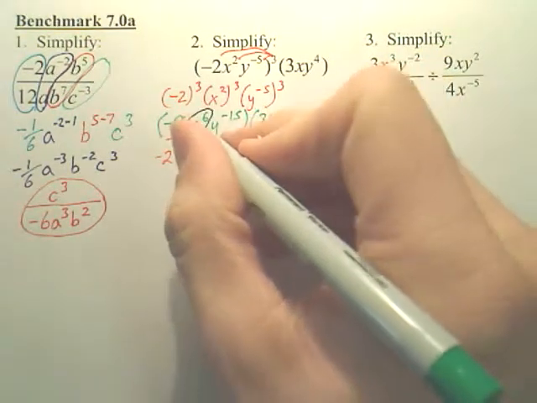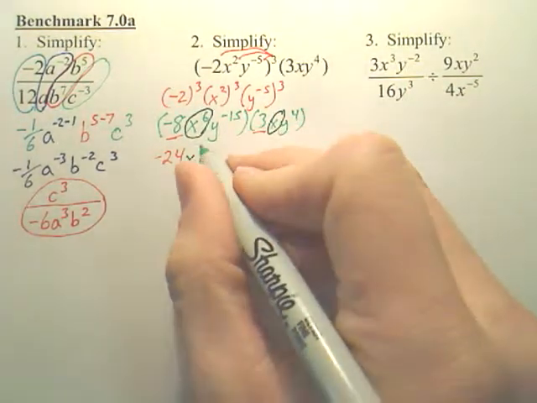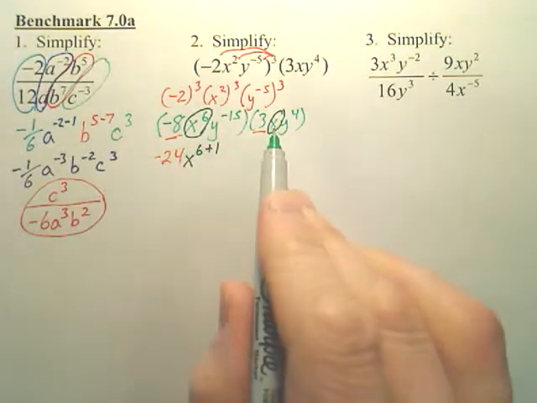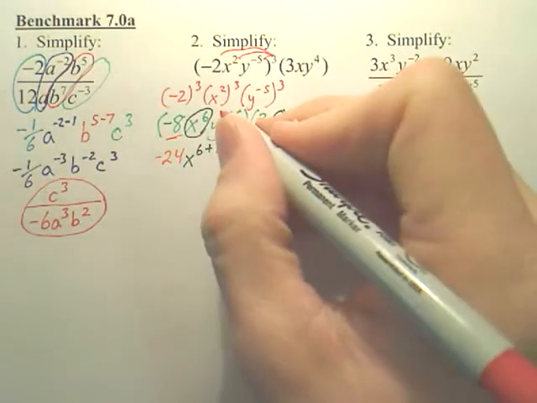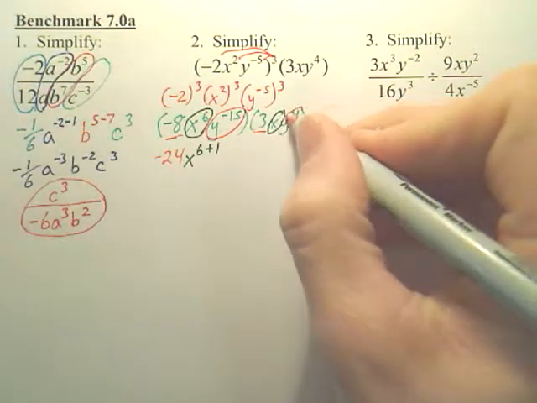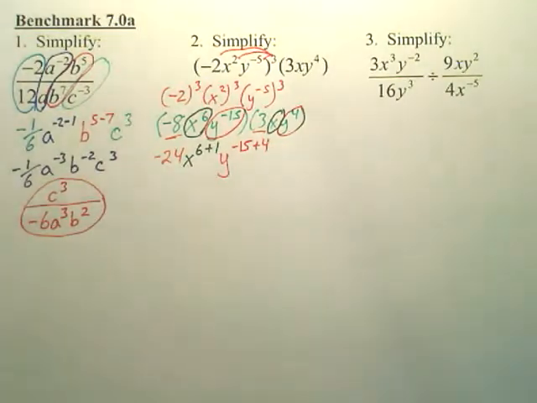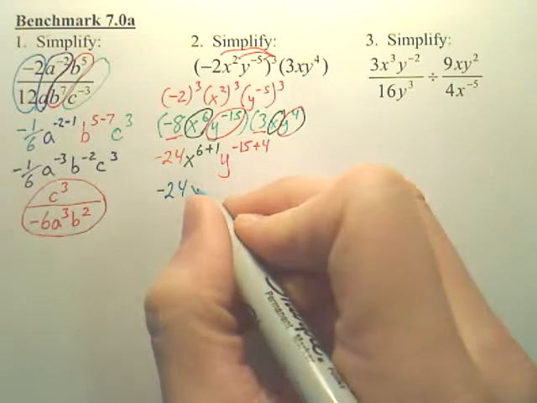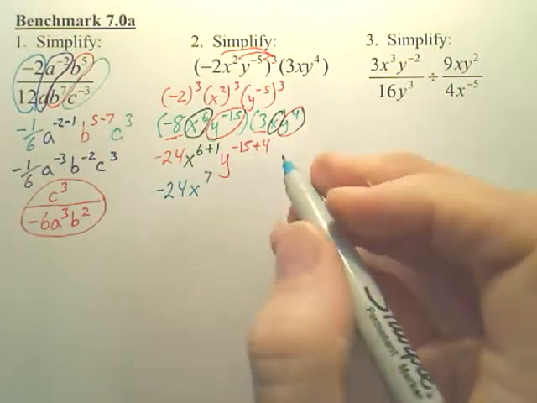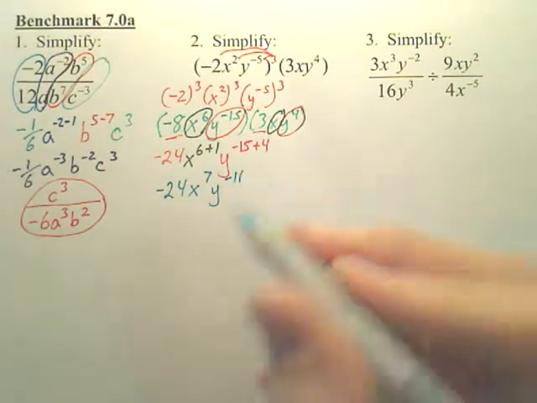We have a x to the 6th and simply x. So that's going to be x to the 6th plus 1. Remember, when you're multiplying, you add the powers. So we just added those. And then this right here, combine the y's, well, we have negative 15 plus 4. So that ends up being negative 24, x to the, 6 plus 1 is 7. Negative 15 plus 4 is, looks like that would be negative 11.